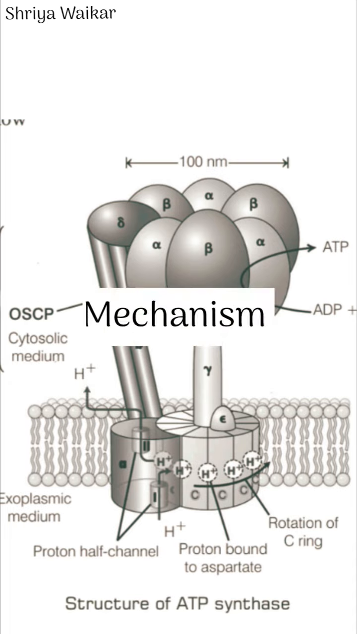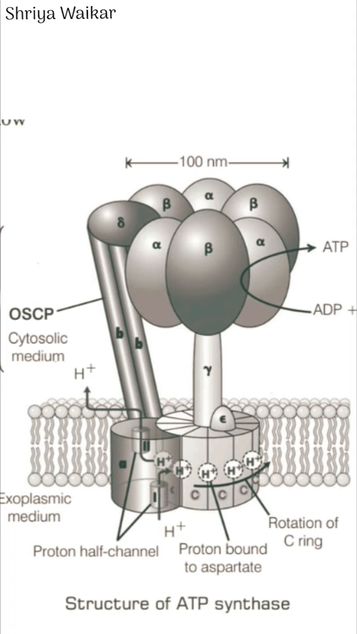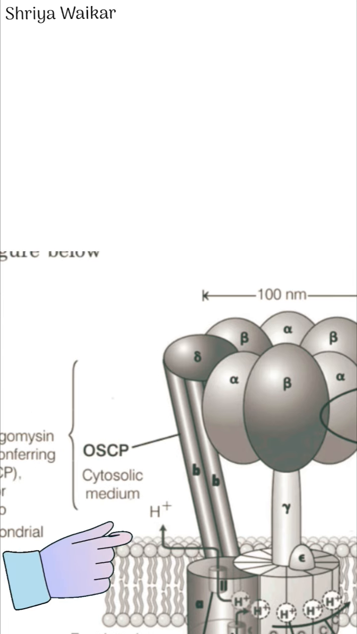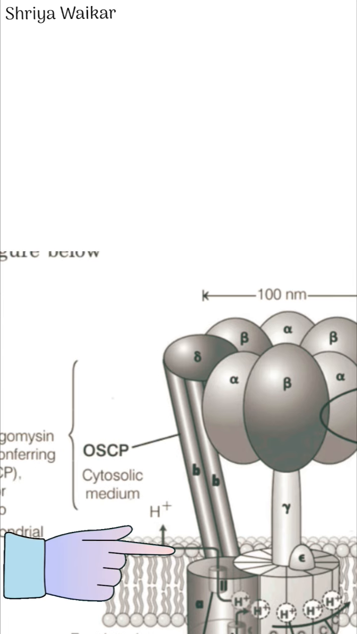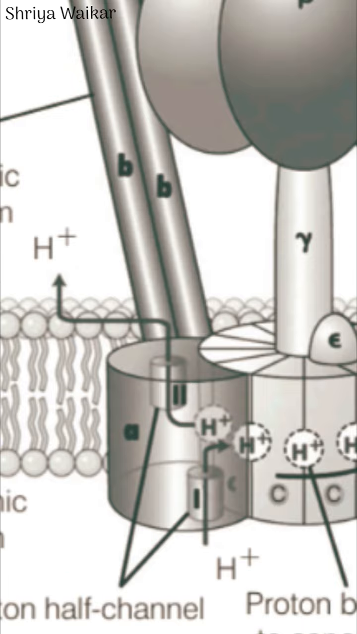So let's learn the mechanism. First, what happens? The proton motive force. There is a high hydrogen concentration outside, in the intermembrane space, and a lower hydrogen concentration inside the matrix. So the hydrogen wants to move back inside through the F0 portion channel. So the proton movement causes rotation.